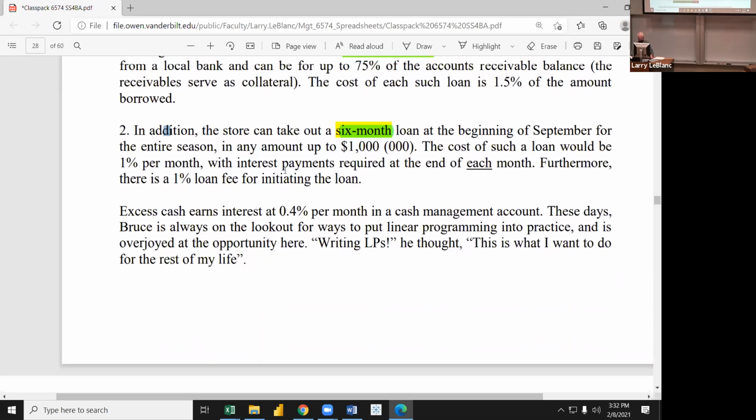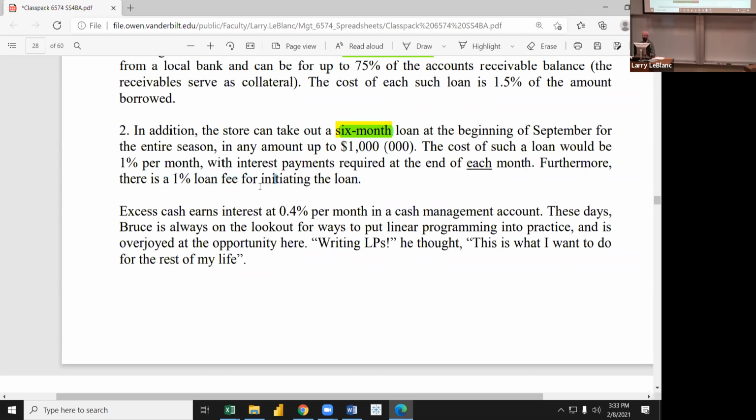Alternatively, you can take out a 6-month loan, a long loan, at the beginning of the very first time period, September, the entire season, and it can be up to 1,000 units of money, or 1,000. The cost of a loan is only 1% per month. That's a lot less than 1.5%. It's only 2/3 as much. But there is a 1% loan origination fee for the big loan.